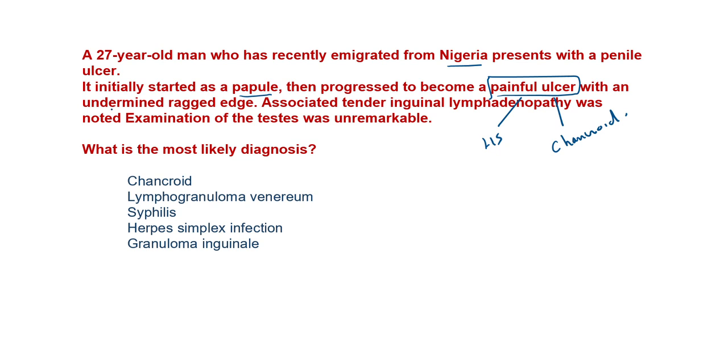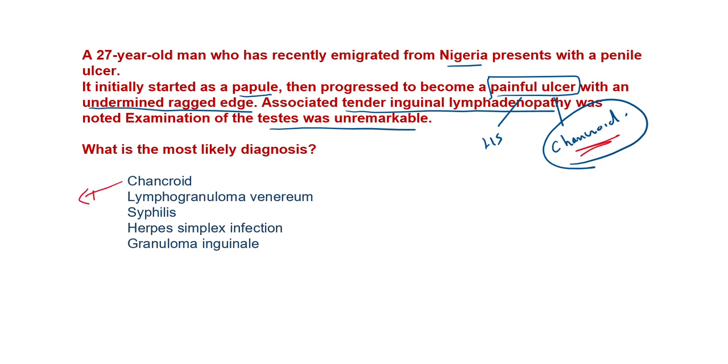It has an undermined ragged edge. Okay, here it goes with the chancroid, Haemophilus ducreyi. There is associated tender inguinal lymphadenopathy, and examination of the rest of the body was unremarkable. What's the most likely diagnosis? We need to read the choices because in the end we might not find anything about chancroid. So chancroid's number one. This is my number one choice anyway.